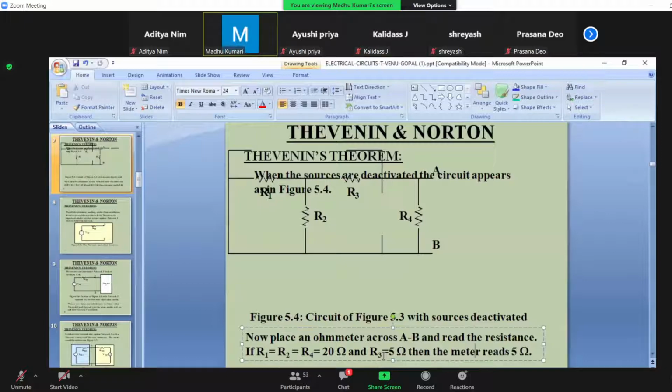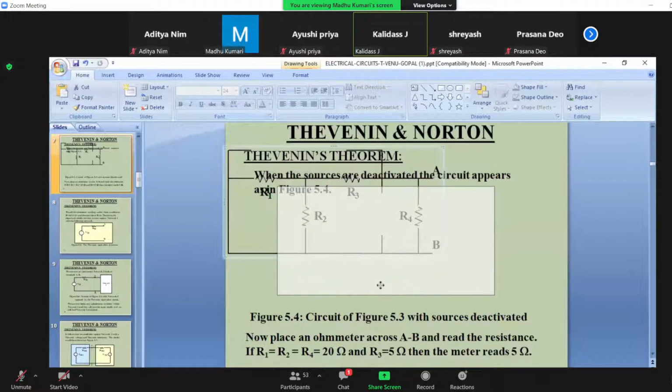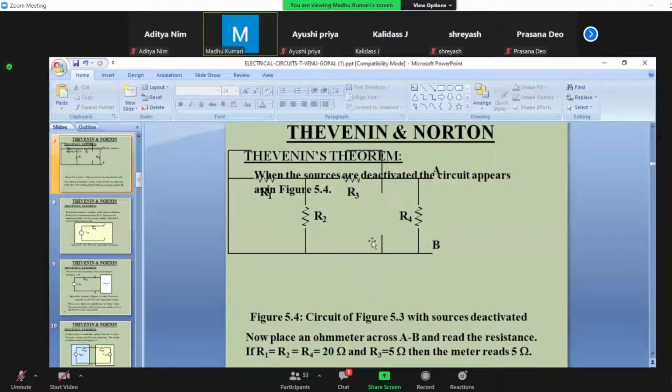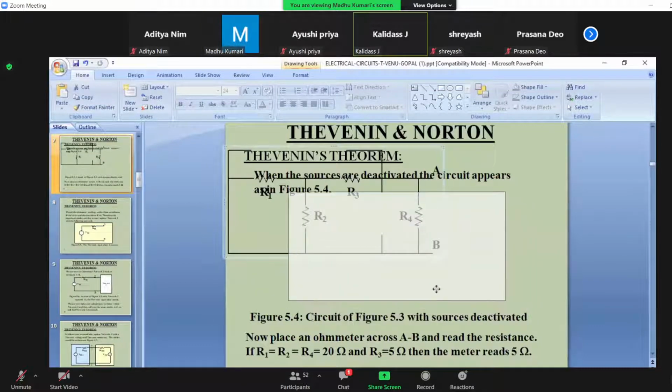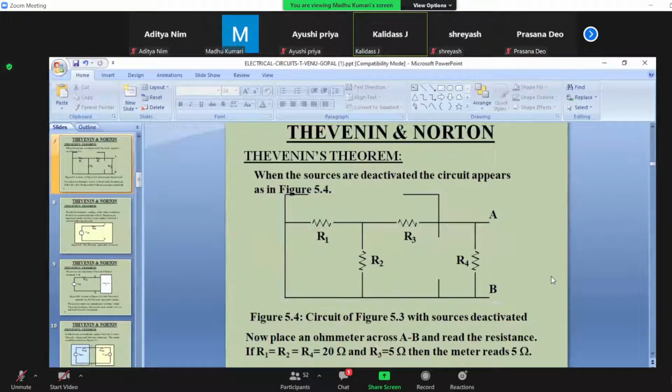R1 and R2 are in parallel, so 10. R3 is 5, so 15, and R4 is in series, so again 20. So 35. No. It is written here R1, R2, R4 is 20.